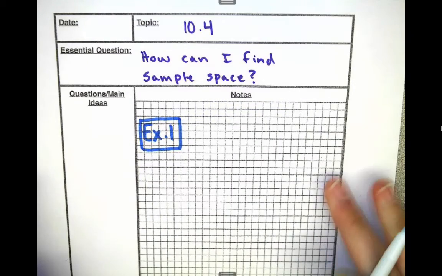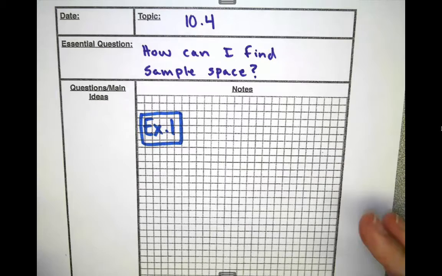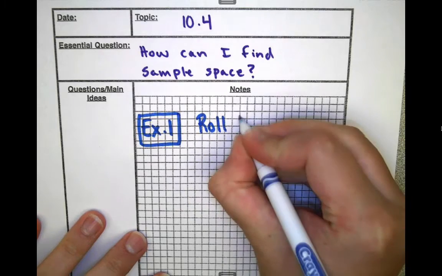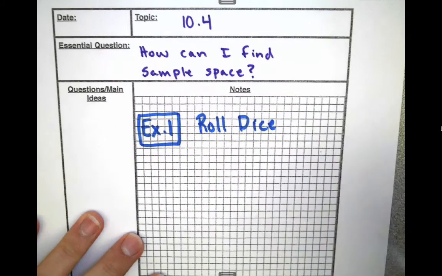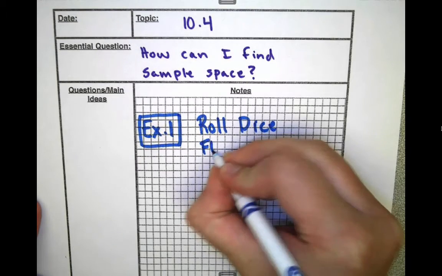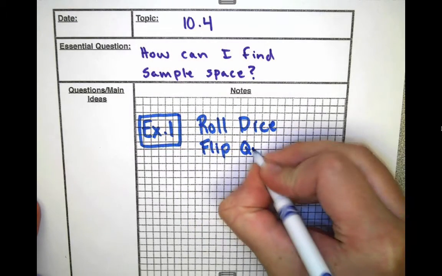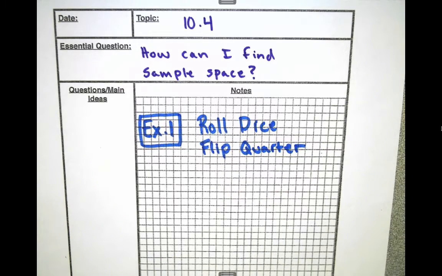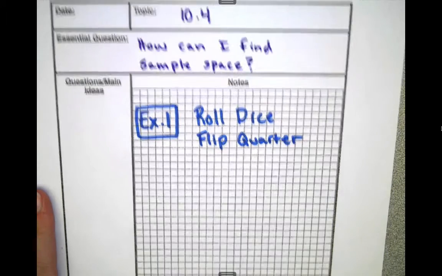So imagine I am playing some sort of game that involves doing two things. I am going to roll a dice, and it's your standard 6-sided dice, goes 1 to 6. And I'm also going to flip a quarter. I'll be doing two things at the same time. I flip the quarter and I roll the dice. And my question is, can we use a couple of methods to show sample space?